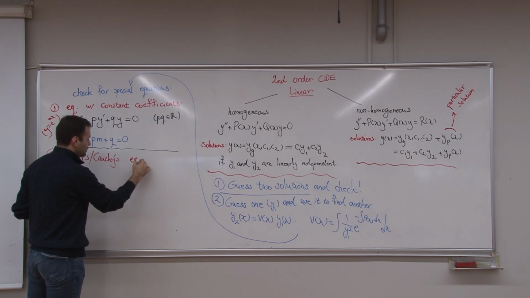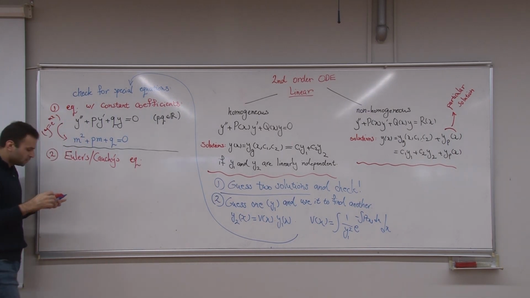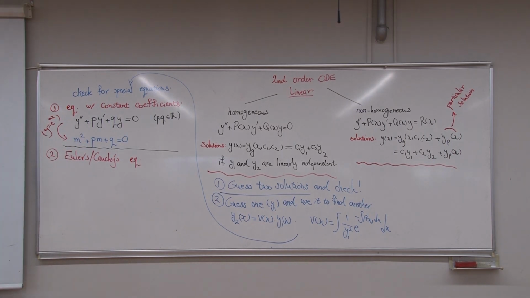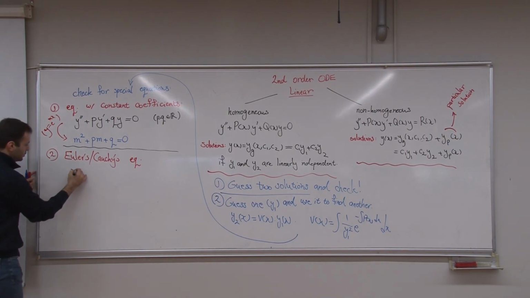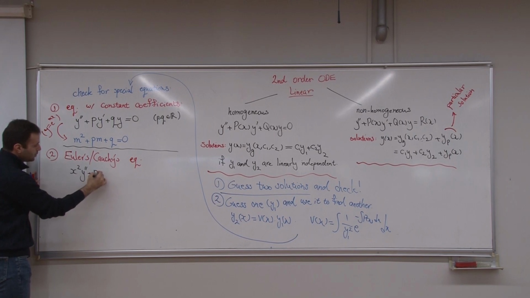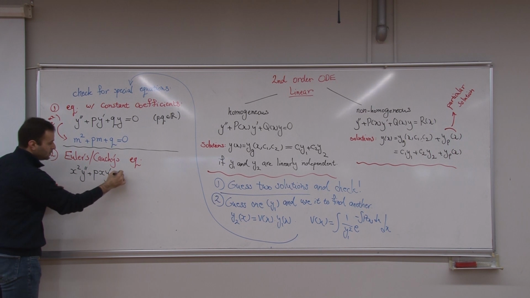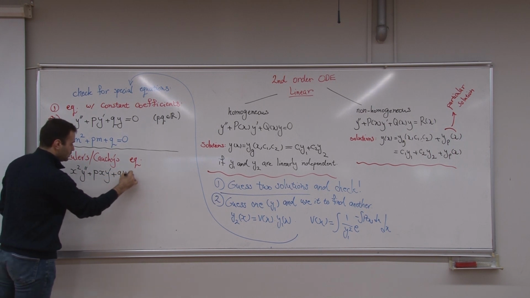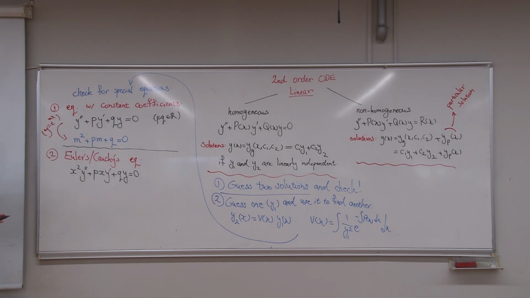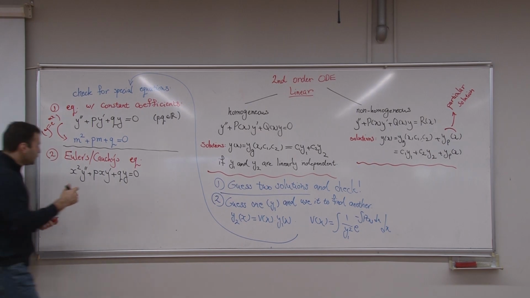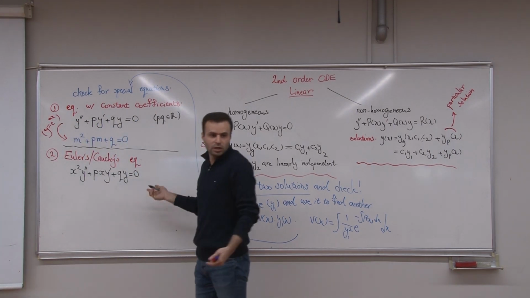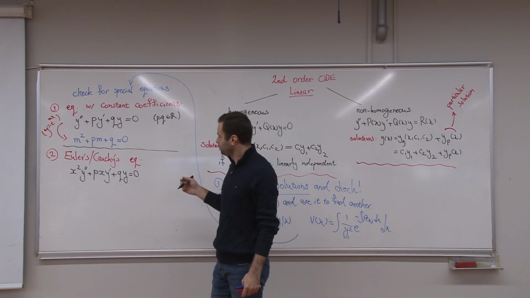Equidimensional equation, but anyhow. What was the general form of Euler's equation? x to the power of 2 multiplied by y double prime, plus p x y prime, plus q y equal to 0. Here again, p and q are real numbers, fixed real numbers.